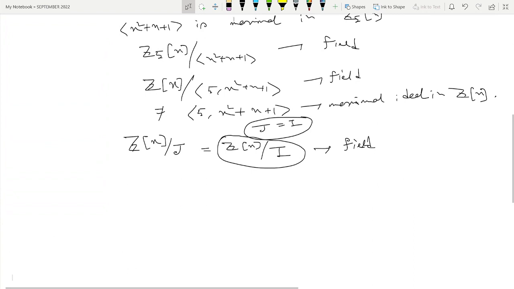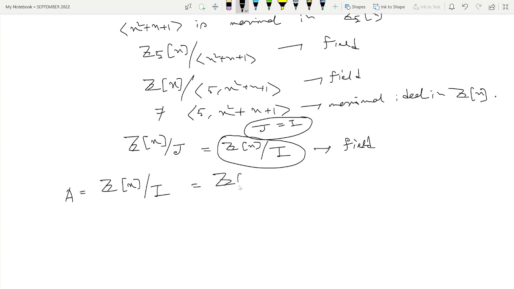Now see, this ring is A equal to Zx by I, that is equal to Zx by J. J means the ideal generated by 5 comma x square plus x plus 1. We have denoted this ideal as J. So also this is isomorphic to Z5x by the ideal generated by x square plus x plus 1.